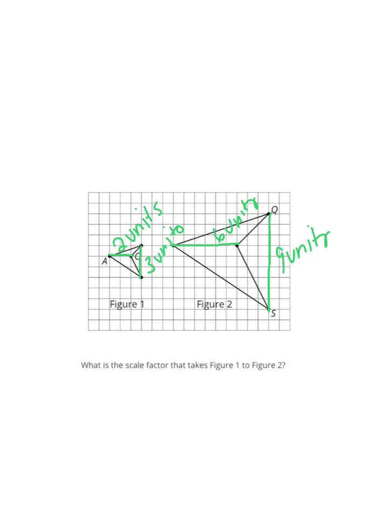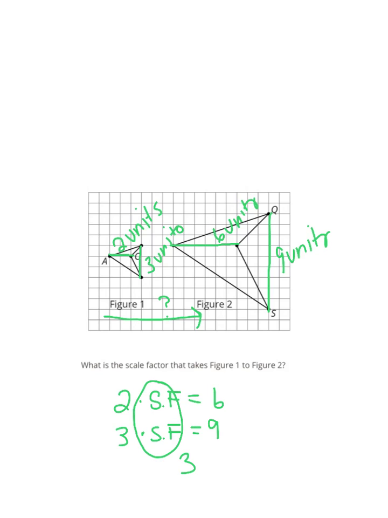So how do we get from figure 1 to figure 2? Well, you get from 2 to 6 or from 3 to 9 by multiplying by 3. So 2 times our scale factor is giving us 6 units. We can also say 3 times our scale factor gives us 9 units. And our scale factor in both cases is 3. So that's the answer to this problem.